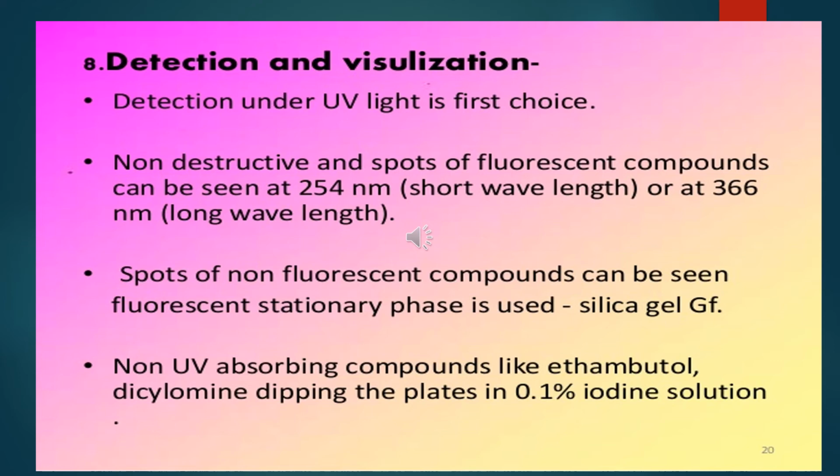Detection and visualization. Detection under UV light is the first choice. It is non-destructive, and spots of fluorescent compounds can be seen at 254 nanometers, the short wavelength, or at 366 nanometers, the long wavelength. Spots of non-fluorescent compounds can be seen if a fluorescent stationary phase such as silica gel is used. Non-UV absorbing compounds like ethambutol and diclomine are detected by dipping the plate in 0.1% iodine solution.